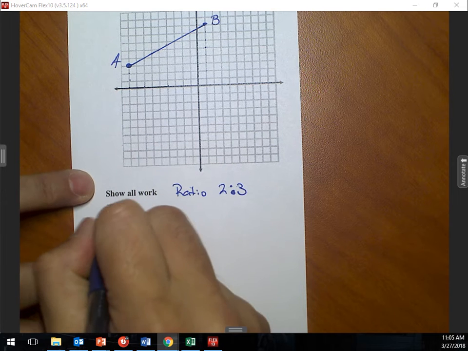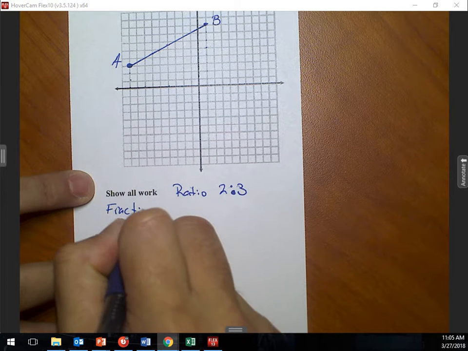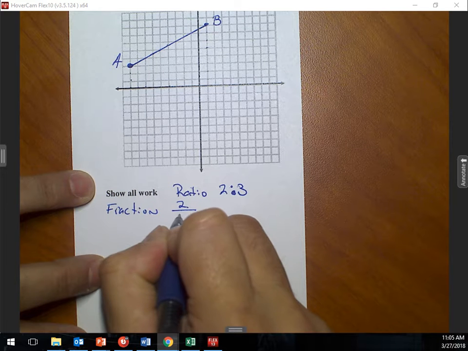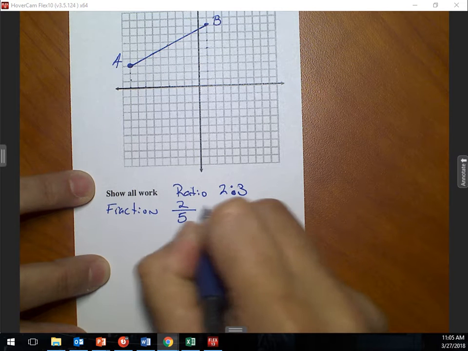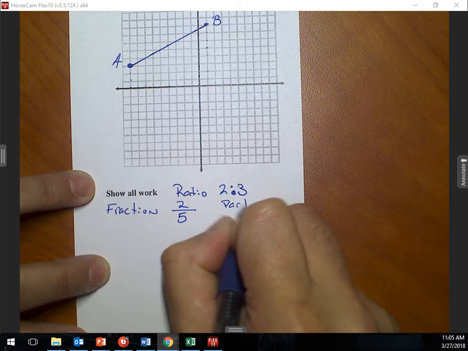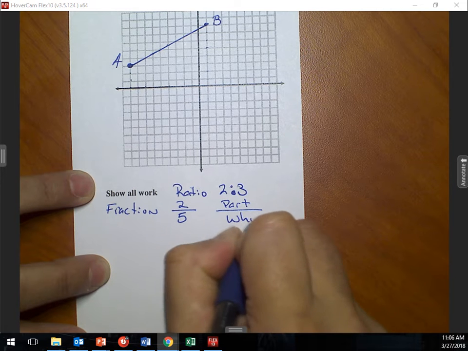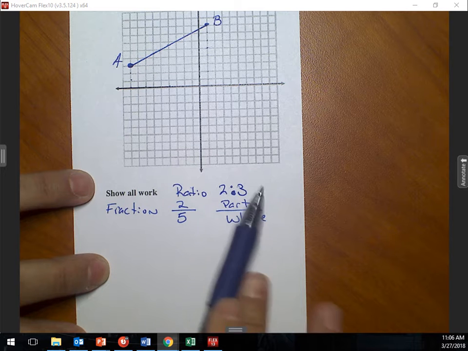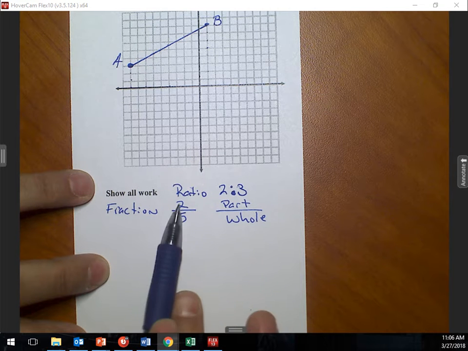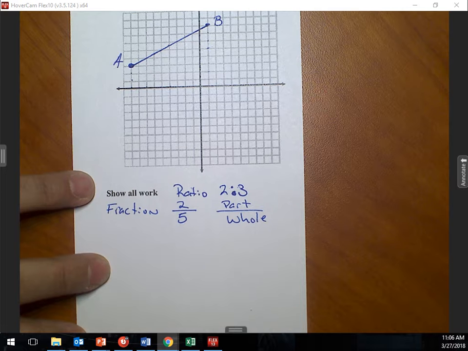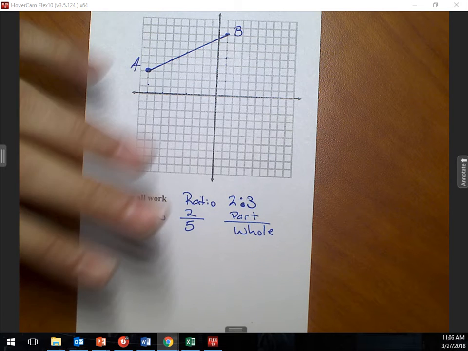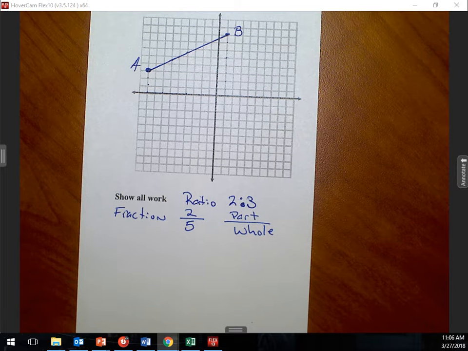So as a fraction, I'm looking for 2 out of 5. So this is the part out of the whole. So there's 5 total, which is my whole, and 2 is the part that I'm looking for. Okay? So now, I'm going to show you guys the easiest way out of this possible.